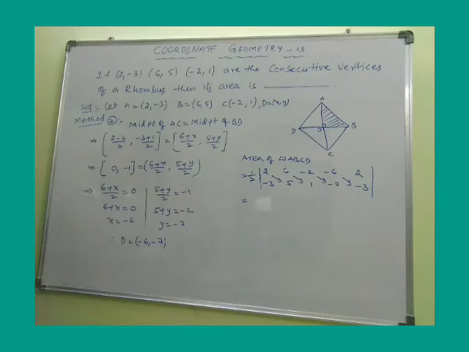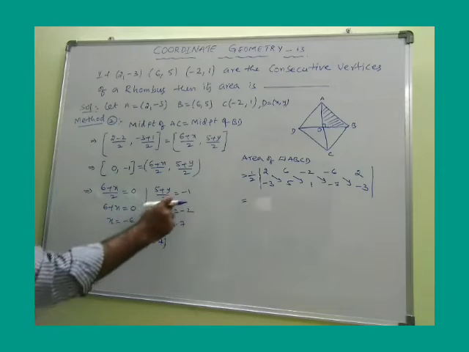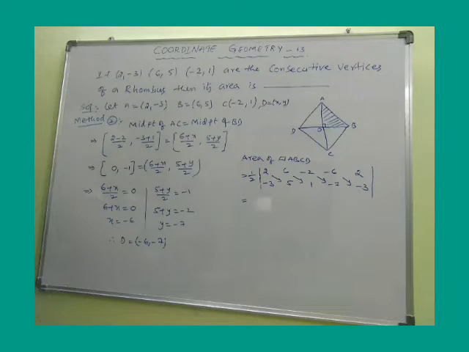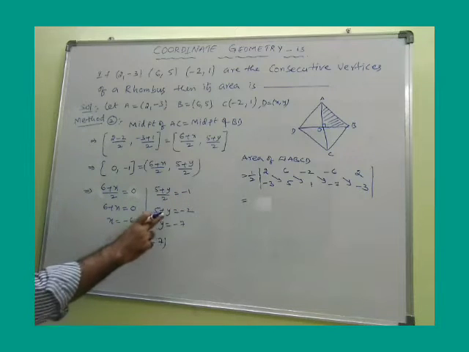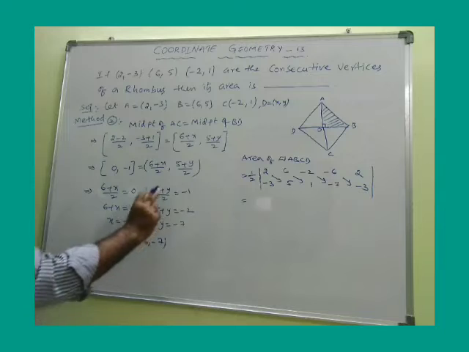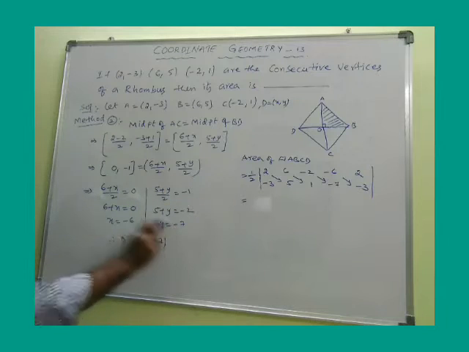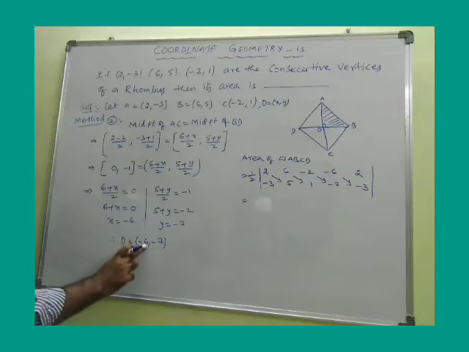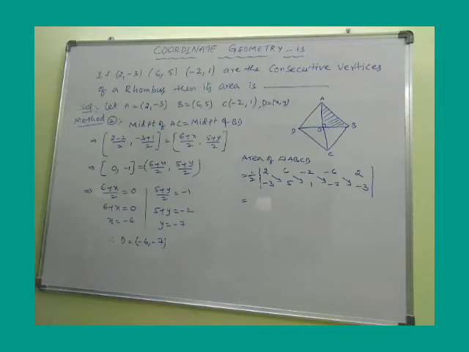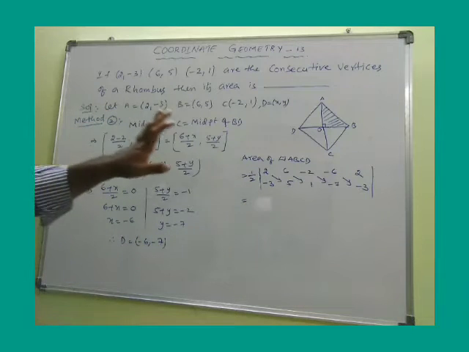Similarly, (5 plus y) by 2 is equal to minus 1. So go for cross multiplication. 5 plus y is equal to 2 into minus 1, which is minus 2. And y is equal to minus 2 minus 5, which is minus 7. Therefore the fourth vertex, capital D, is equal to (x, y), we got it now, (minus 6, minus 7). Now we know all the vertices.